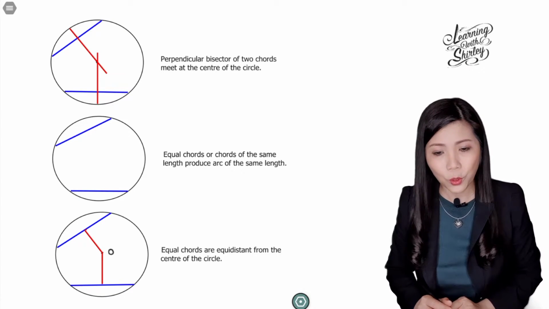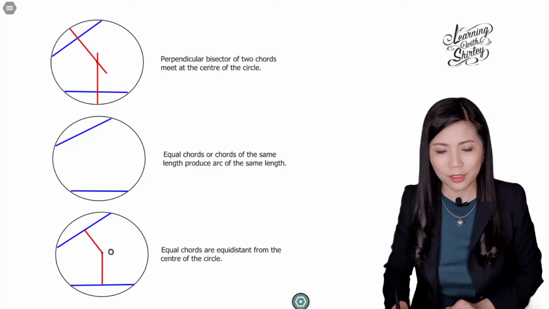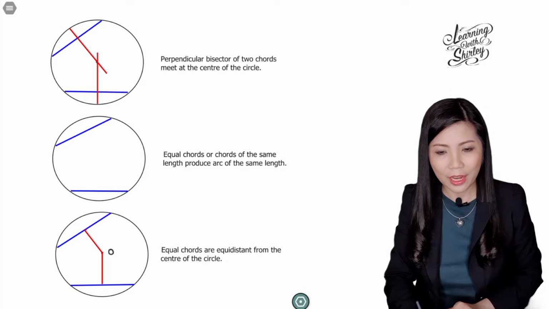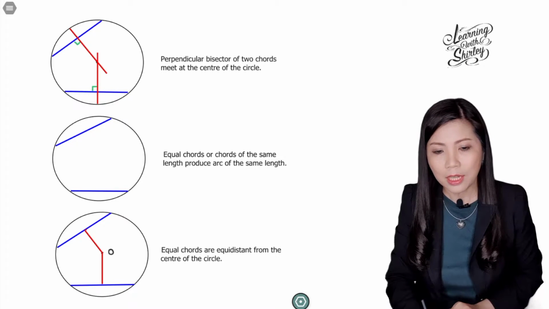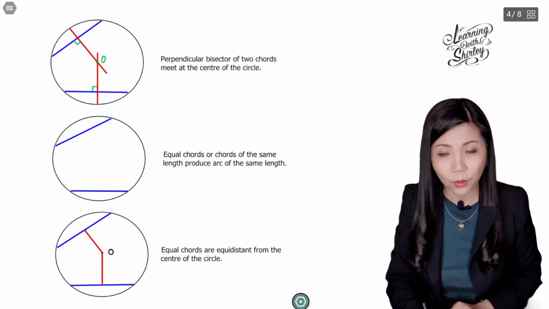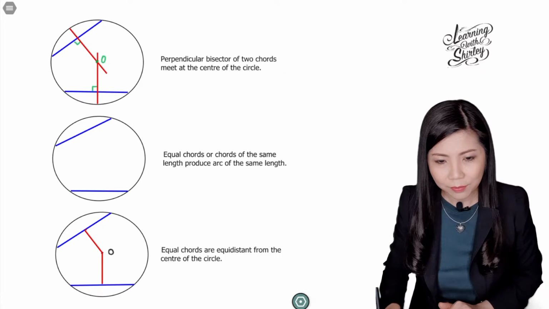Perpendicular bisectors of 2 chords meet at the center of the circle. The red color line is the perpendicular bisector, so it forms 90 degrees here and also 90 degrees here. When you prolong the perpendicular bisector, it will meet at the center O.